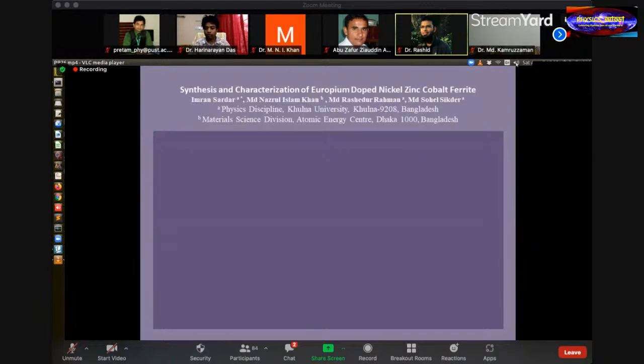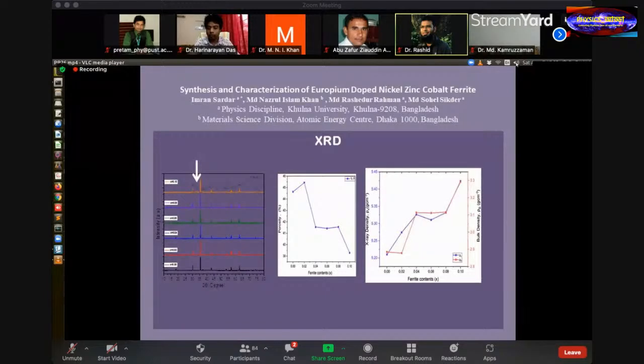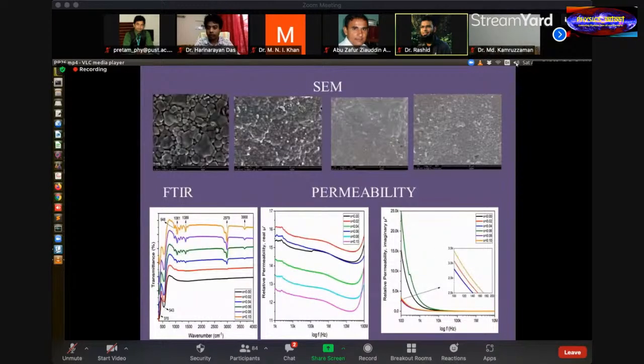Firstly, XRD showed a spinel cubic ferrite structure containing an additional peak due to europium ferrite. Porosity was found decreasing with europium. The X-ray density was found to have higher values than bulk density. Then, the average grain size was found slightly increasing. FTIR analysis confirmed the metal-oxygen bonds in the ferrite structure.